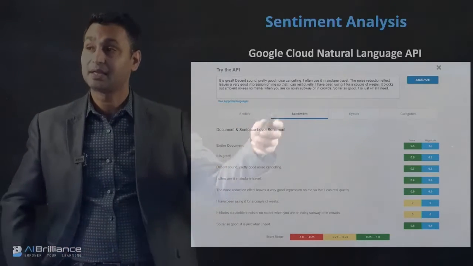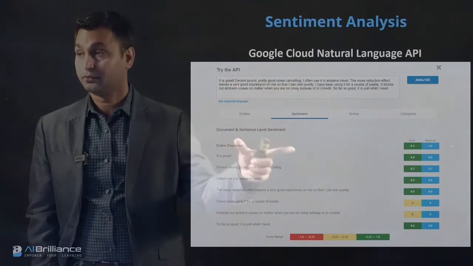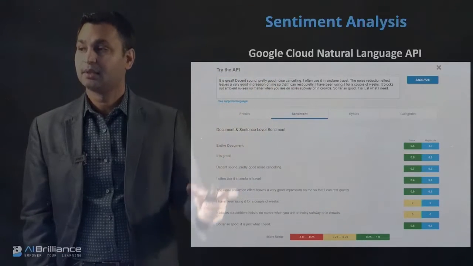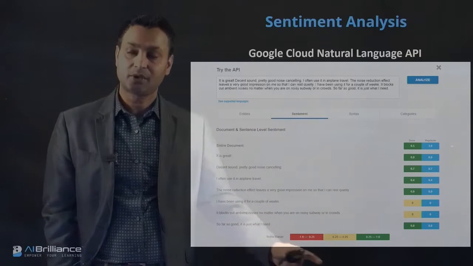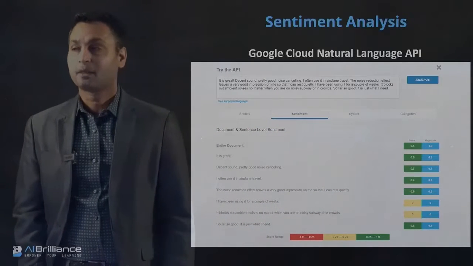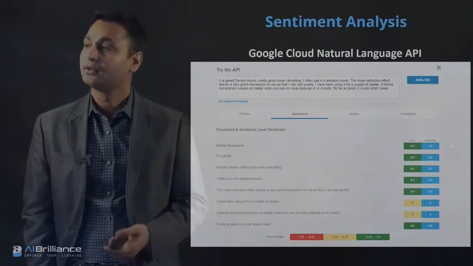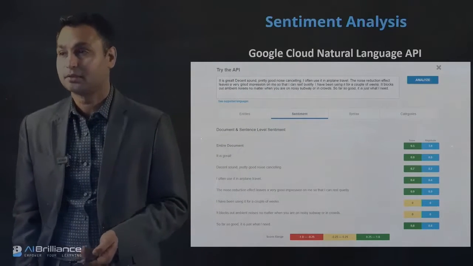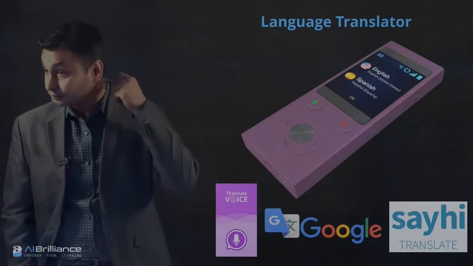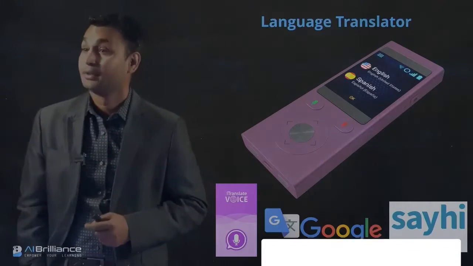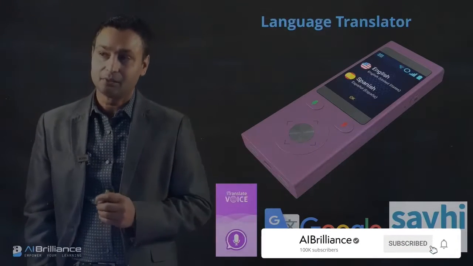So this is an example. Given a sequence of sentences, predicting whether that is a positive review or a negative review is a class of problem known as sentiment analysis, and this is where recurrent neural networks are essentially a primary algorithm. Okay. Language translators, and these are becoming popular now.